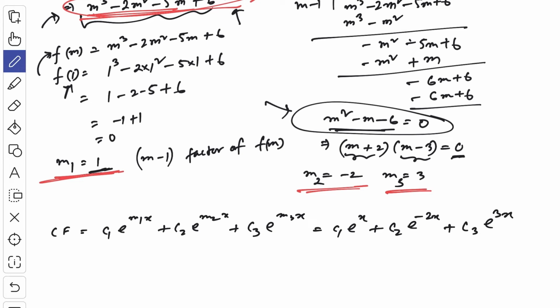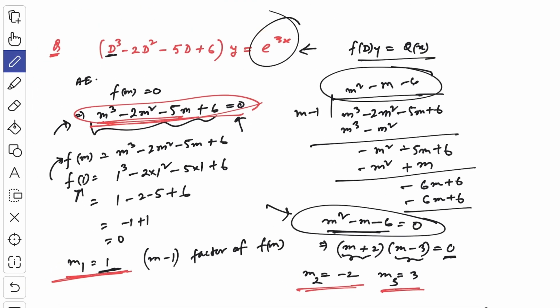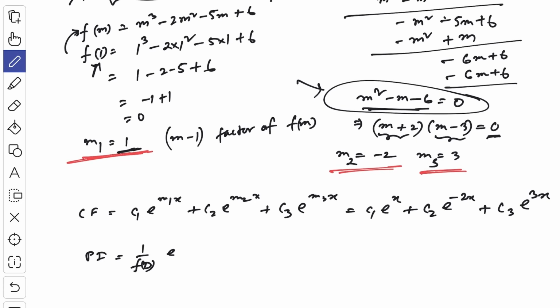Now let's find the PI. So PI is given by 1 by f of D e to the power qx, and here you see qx is e to the power thrice x. So let's put here e to the power thrice x. That's what we have got. So now here you see what was the condition, that if p of a, here the value of a is 3, so p of 3 is equal to 0.